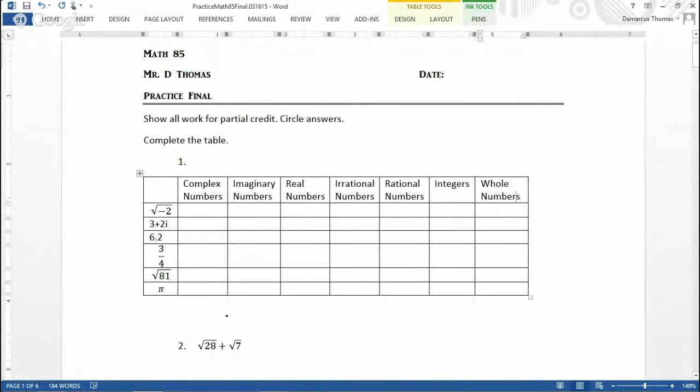I'm going to go over questions from the Math 85 Practice Final. I'm just going to touch on a couple of things. I don't know if I'll get through the entire thing today, but I am going to work on a few problems to give you an idea of how some of these are solved. So we're just going to go through this.